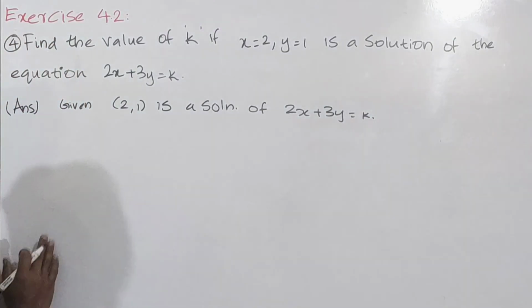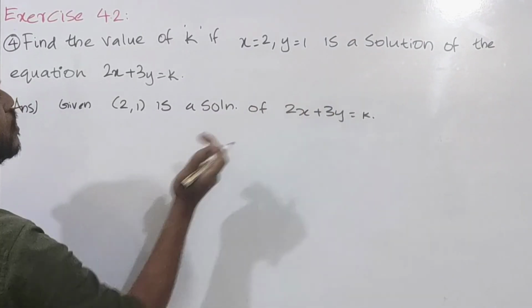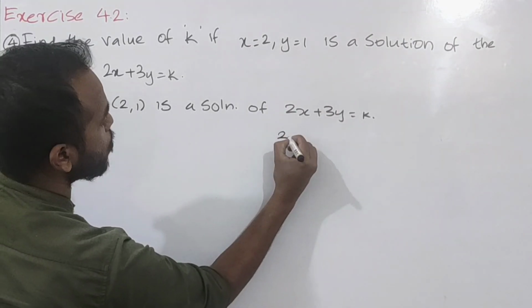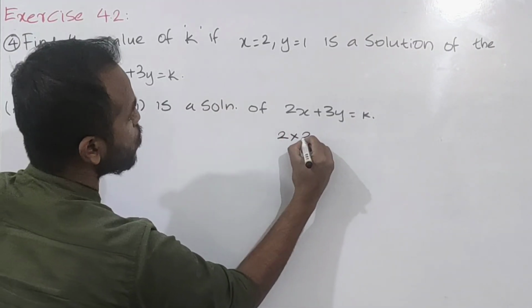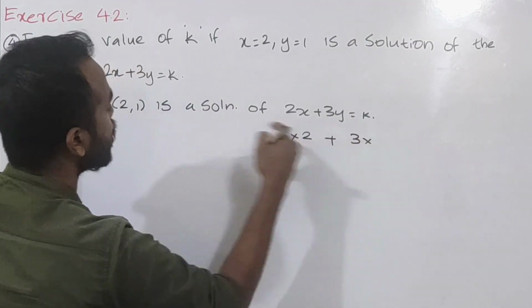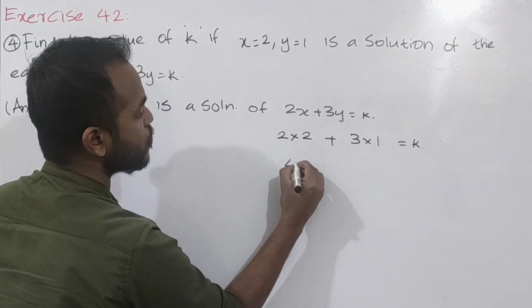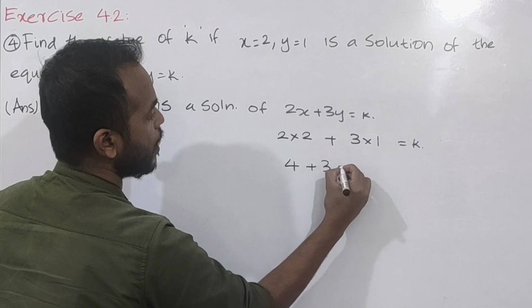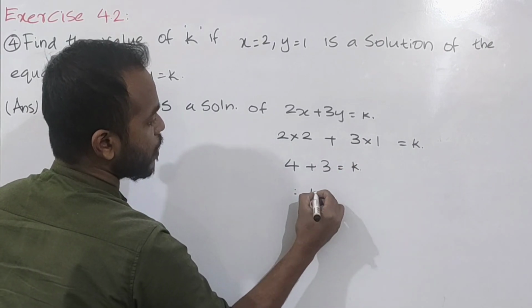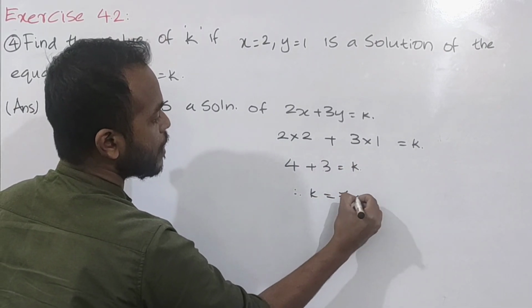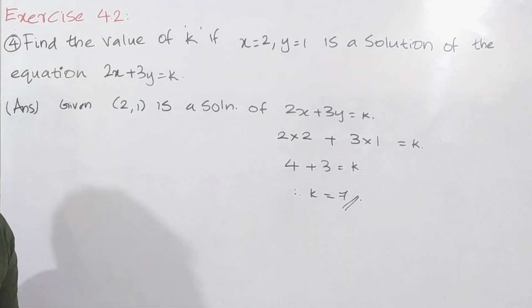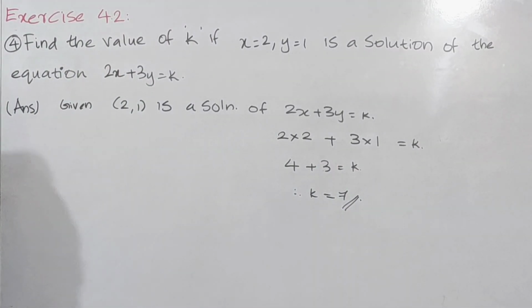So let's do that. Just substitute x is equal to 2 and y is equal to 1. So what happens? This will be 2 into 2 plus 3 into 1 is equal to k. 2 into 2 is 4 plus 3 into 1 is 3 is equal to k. Therefore, k is equal to 4 plus 3, 7. You got the value 7. That's all. It's a simple question, and you will be having such kind of questions in the examination. So make sure it's clear.